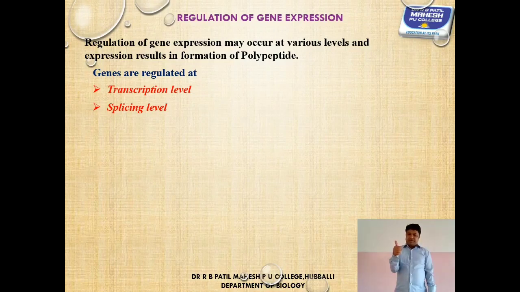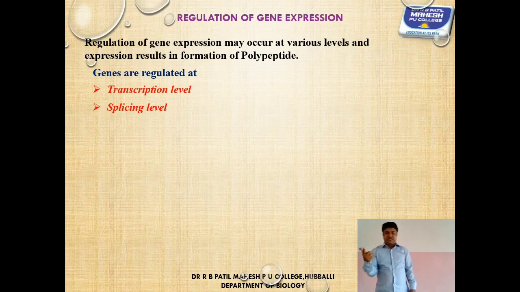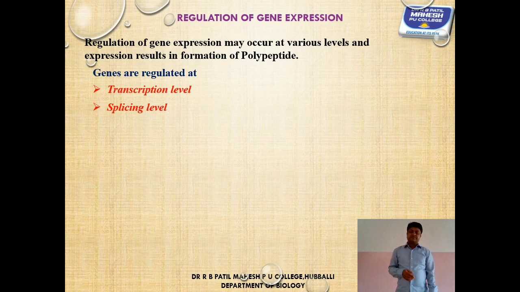You already know there are two sequences. One is coding sequences and the other one is non-coding sequences. The coding sequences are called exons, and non-coding sequences are called introns. So during protein synthesis, only exons are required, introns are not required. At the time of splicing, the regulation of gene expression is controlled.